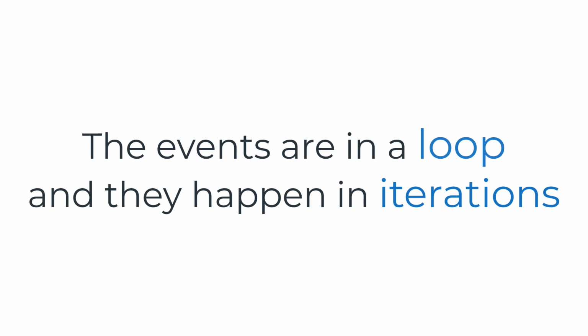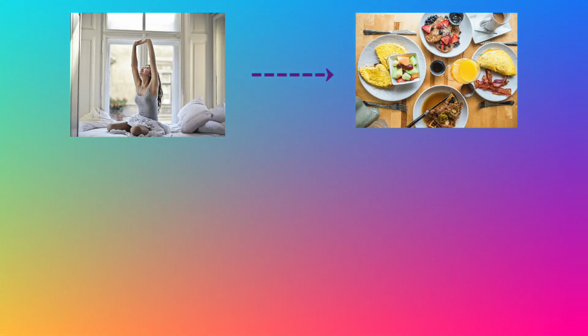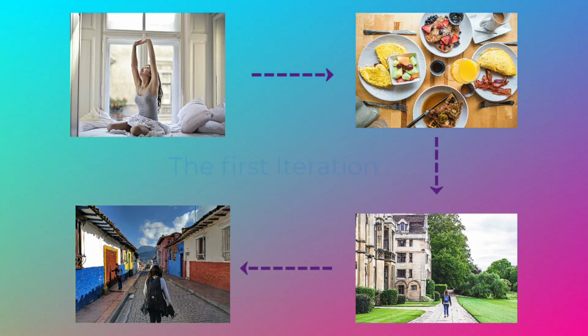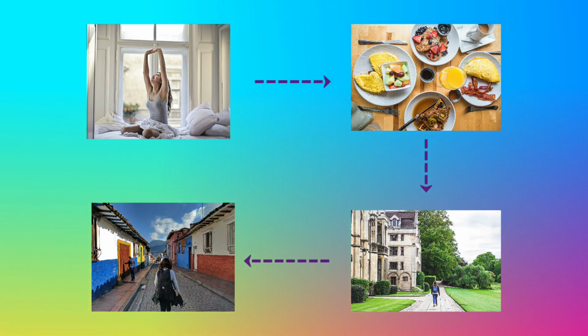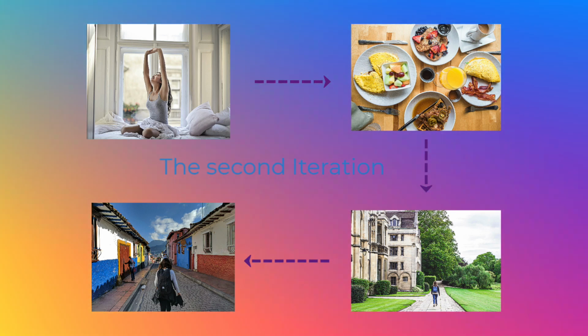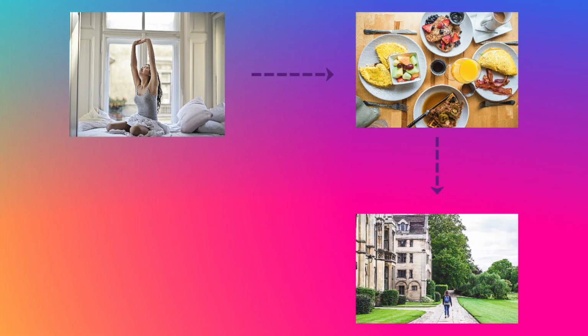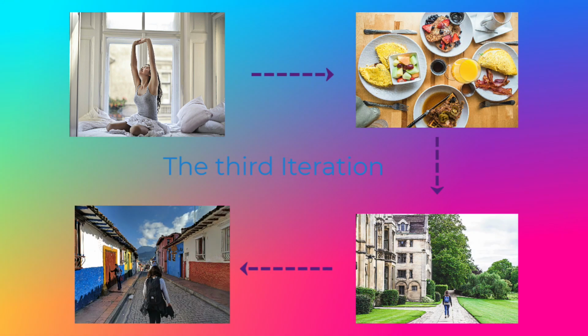And in JavaScript, and in fact programming in general, it is more or less the same thing. Each time that event or that series of events completes, it is known as one iteration. So if we get up in the morning, eat breakfast, go to school, and then get back home in the evening, it is just one iteration. The next day is the second iteration, and the day after that is the third iteration.